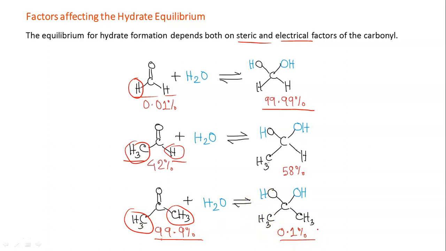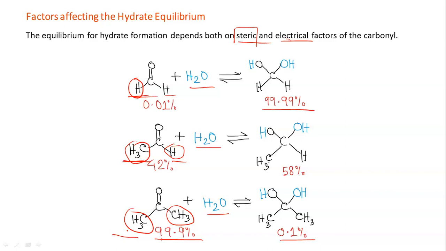So what is the reason behind that? First of all, obviously the steric reason, because the higher the steric hindrance, the attacking tendency of the nucleophile, which is H2O, will be less. And the electrical factor is that when we are increasing the methyl groups, that is alkyl groups, because of their plus I effect, it will reduce the electropositive character of carbon. So the attacking tendency of the nucleophile will also decrease. So for these cases, that is when we have donating groups, we have to use a catalyst. Without a catalyst, there will be no hydrate formation.